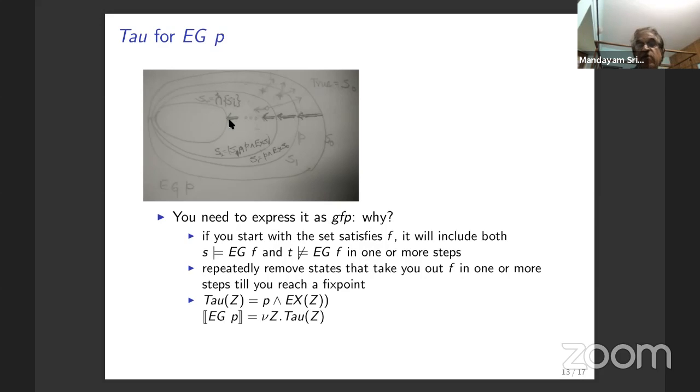So all these algorithms, as I pointed out and someone else pointed out, require a check for reaching the fixed point, which is an inclusion check. Okay, that you have to do. So that's what EG of P is.